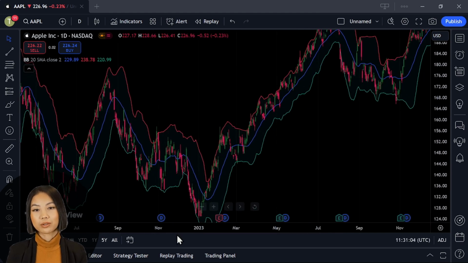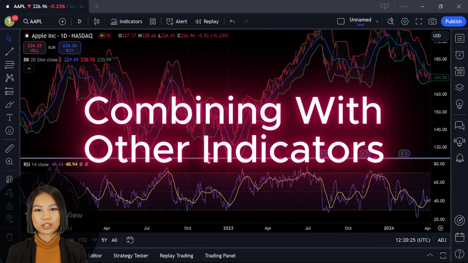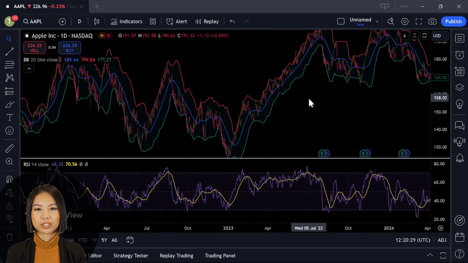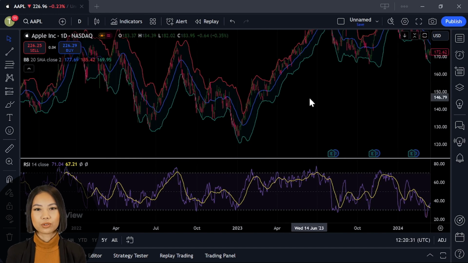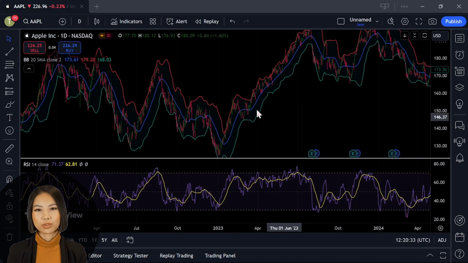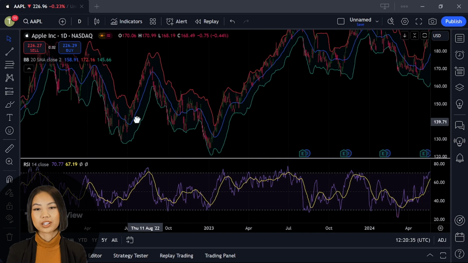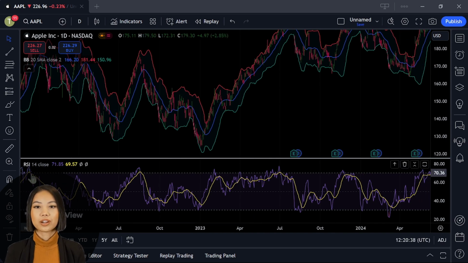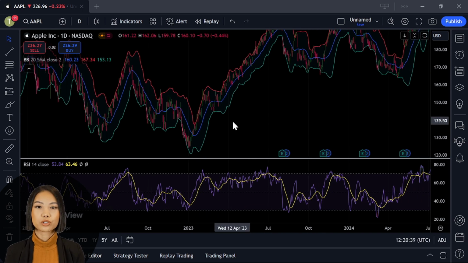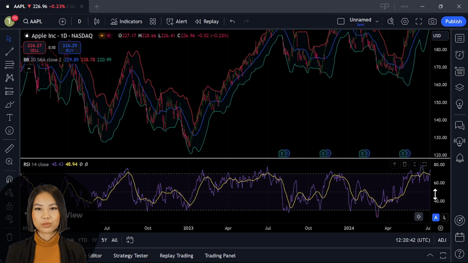But here's the real power move: combining Bollinger Bands with other indicators to confirm these signals. Let's dive into that next. For a reliable setup, many traders pair Bollinger Bands with the RSI, Relative Strength Index, to confirm the trend. RSI measures momentum on a scale of 0 to 100, giving insight into whether a market is overbought or oversold.